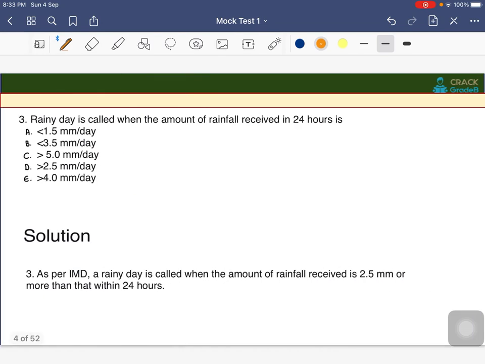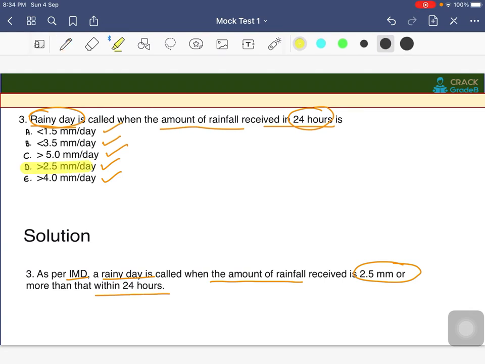Next question. A rainy day is called when the amount of rainfall received in a particular land in 24 hours is. Then what is a rainy day? The question already appeared in the last exam, last year. The options are: less than 1.5 mm, less than 3.5 mm, more than 5 mm, more than 2.5 mm, or more than 4 mm. Okay, the answer is, according to IMD, that is the Indian Meteorological Department, a rainy day is called when the amount of rainfall received is more than 2.5 mm within 24 hours. Therefore, the answer will be D, right?